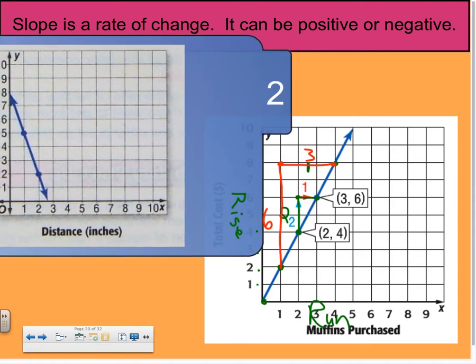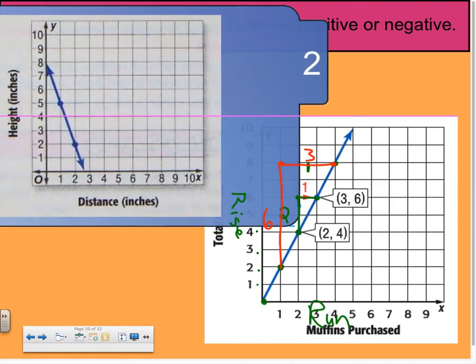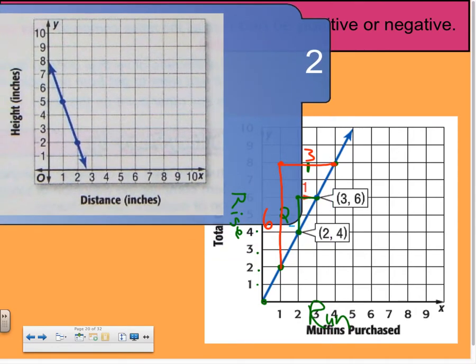Now, before we go on, tell me what you notice about the line in the original problem and the line in this problem. What do you think, Cedric? All right, they are. Very good, Cedric. One is going up, right? And one is going down.